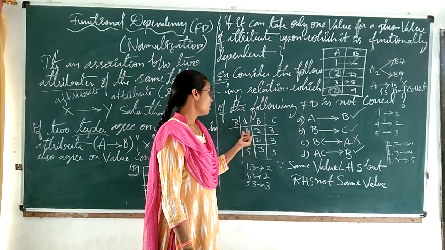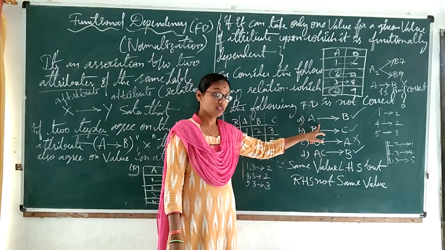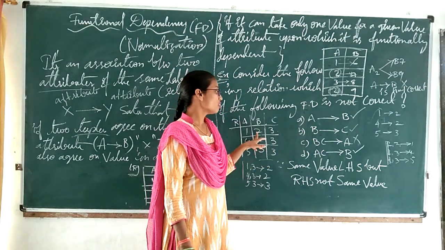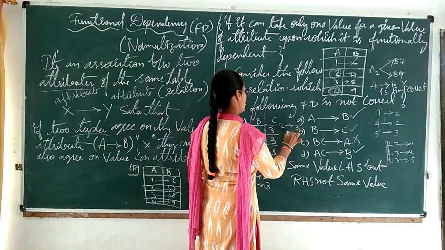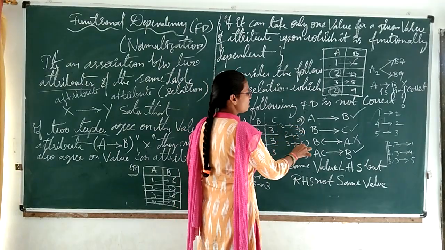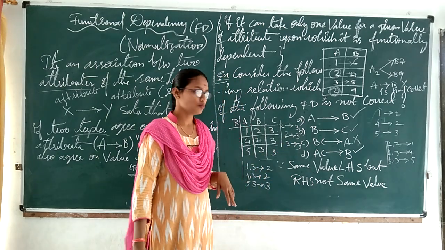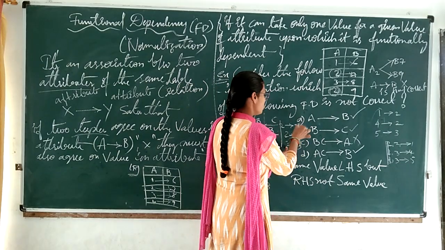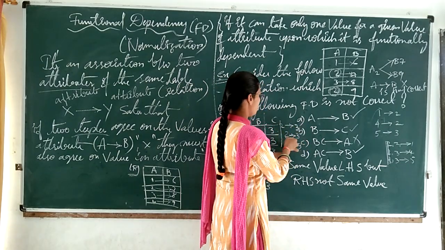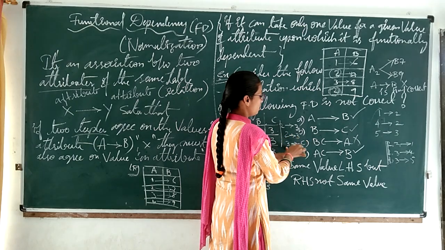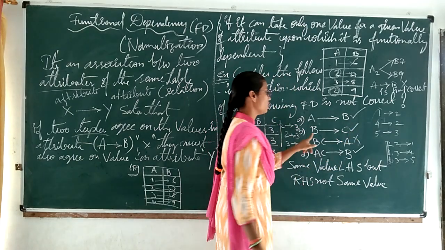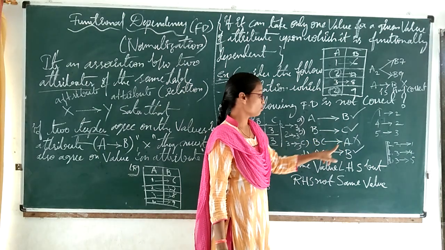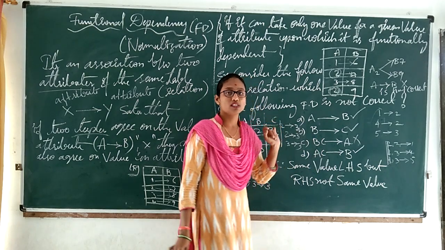Here A determines B is true, a functional dependency. And B determines C is a functional dependency too, because 2 determines 3, 2 determines 3, and 3 determines 3: the same values are repeated on the RHS as well. AC determines B is a functional dependency, and BC determines A is not a functional dependency.